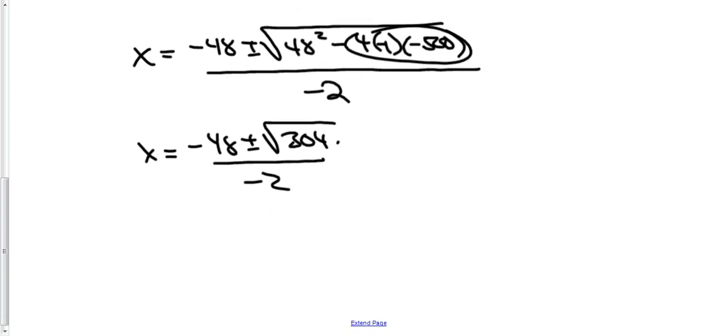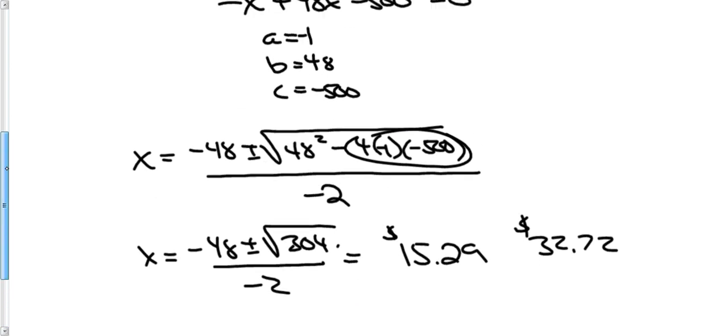Okay? Anyway, so now solving this gives me 2 answers. Okay? So we have 2 answers. We have the 2 places where this quadratic crosses the x-axis.